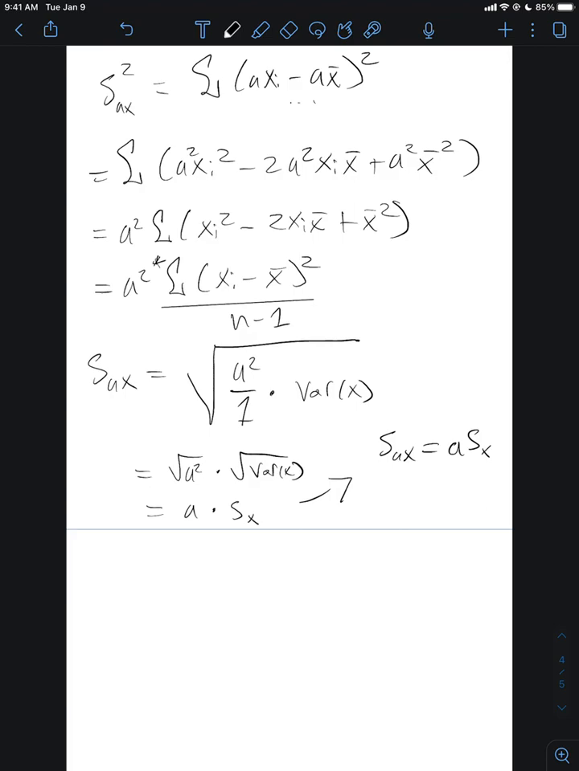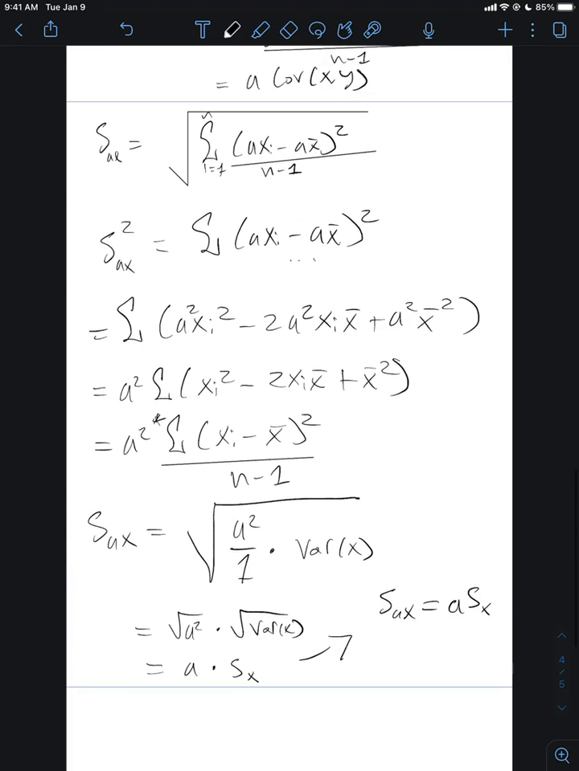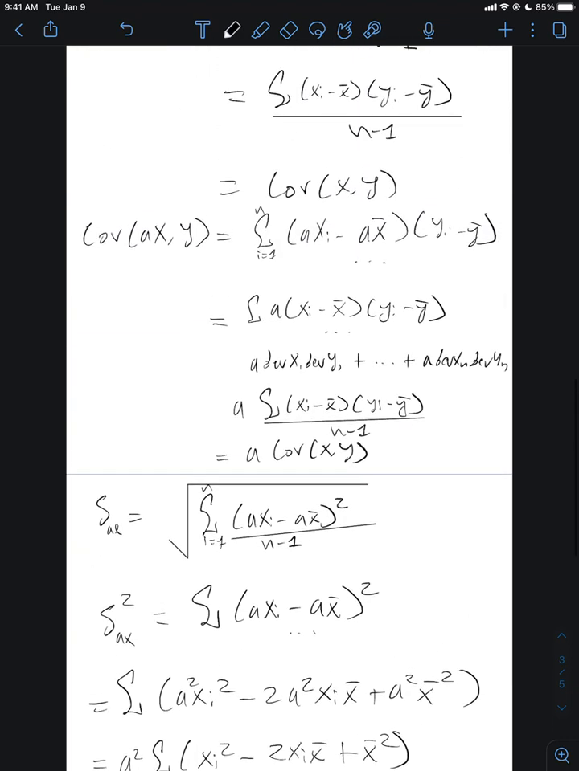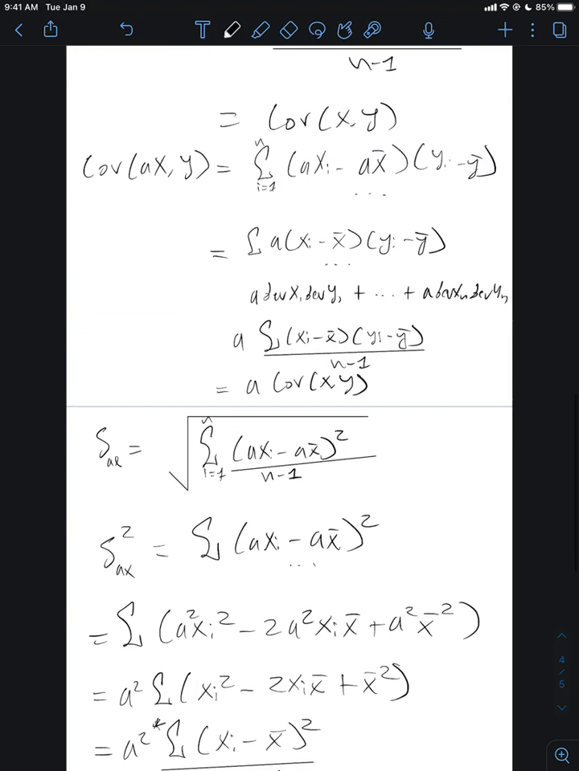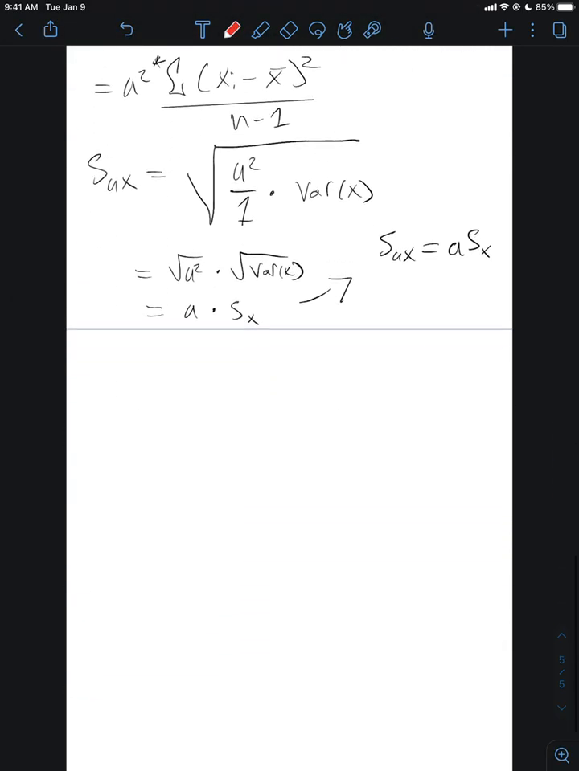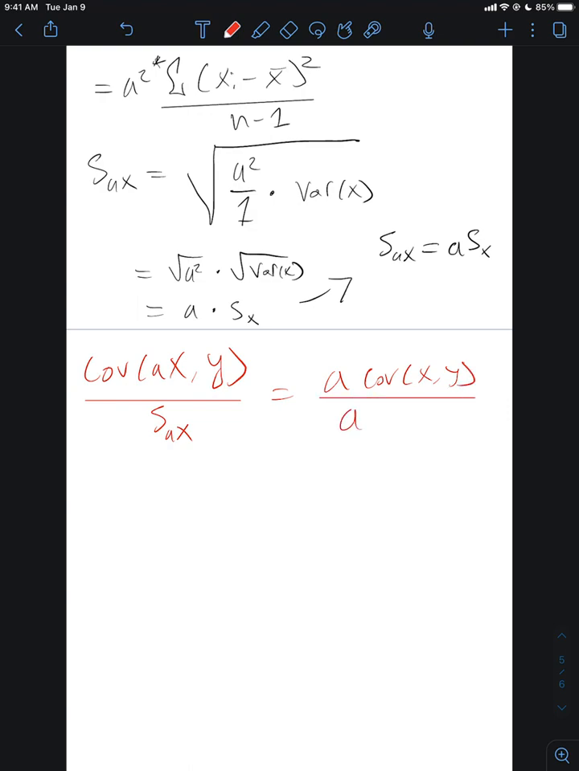So what that means then is that if we think about this problem from before, that the covariance scales by a, so this is the bit that we don't like here. Notice now that if we take the covariance of ax and y divided by the standard deviation of ax here, this equals a times the covariance of x and y over a times the standard deviation of x, right?